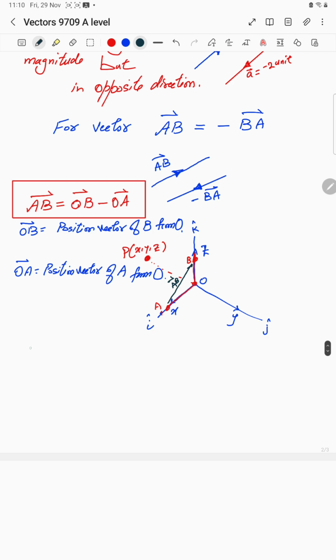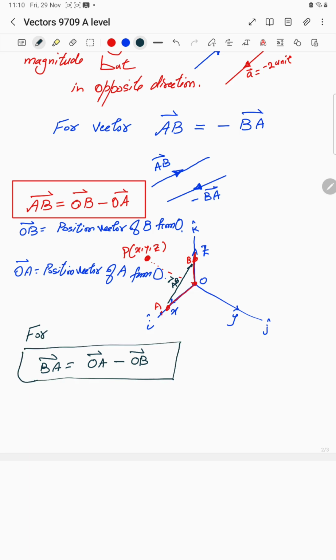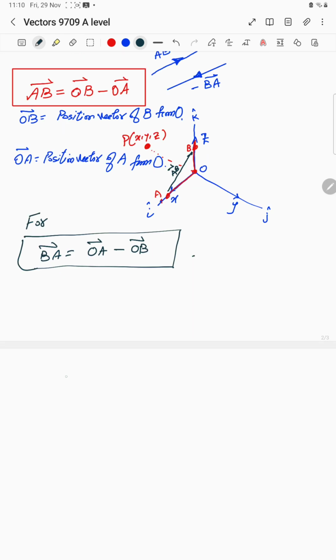So it means for BA, this can be written as position vector of OA minus position vector of OB, right? So you need to be very careful about the direction and the position vector. Position vector tells us the position or the location of a point with respect to origin O, right?